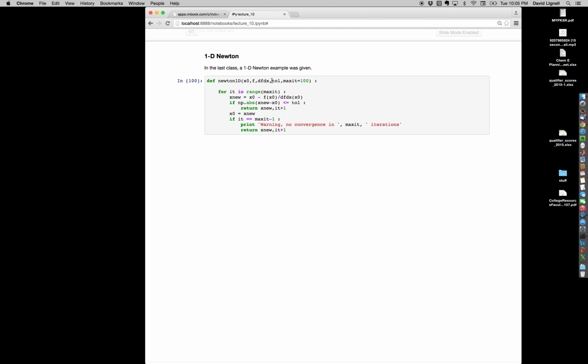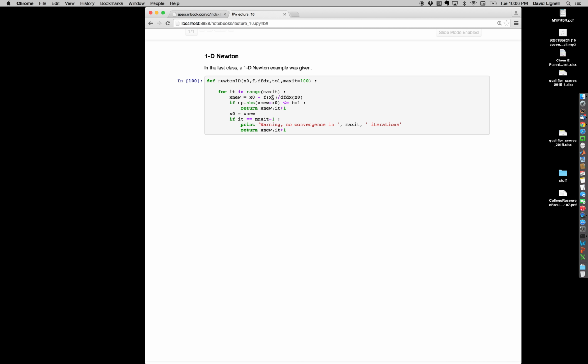And then we tell it the convergence tolerance and give it a maximum number of iterations. And here it has a default value of 100, so if you don't pass in that argument, it'll just assume 100. And then the loop, we iterate from 0 up to the maximum number of iterations minus 1. And then we perform the Newton steps. So this will be the x new equals x old minus f of x old divided by df dx of x old.